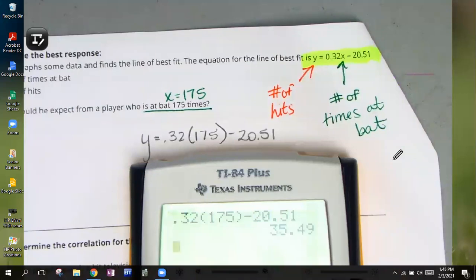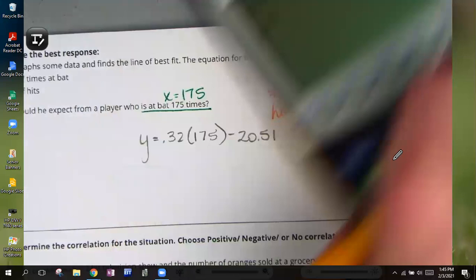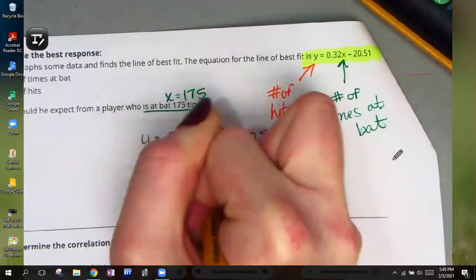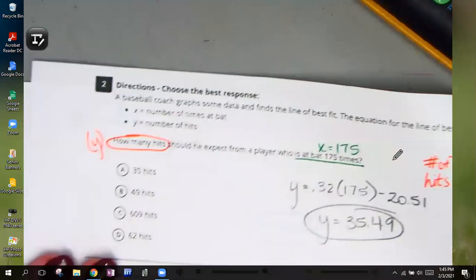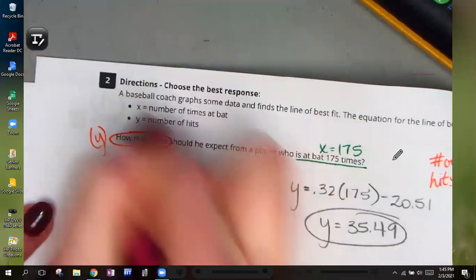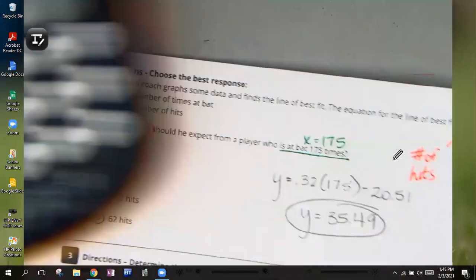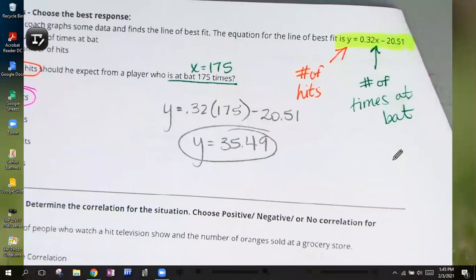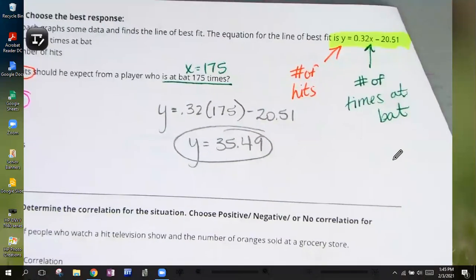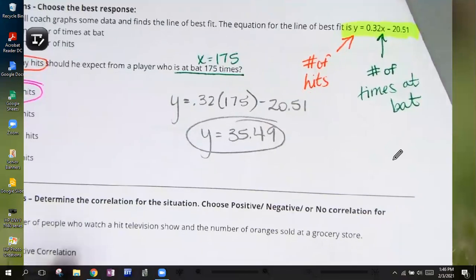Okay, so how many hits did he end up getting when he went up to bat 175 times? Here's the exact answer, but that would round to 35 hits. Okay, there's the work in case you need to make sure you got it all copied down right. There will be a lot of questions like this on your test where you'll be given an equation and be asked to estimate or predict given one of the variables.